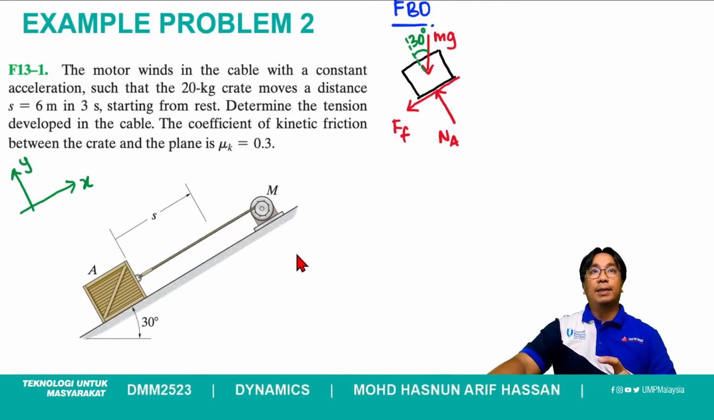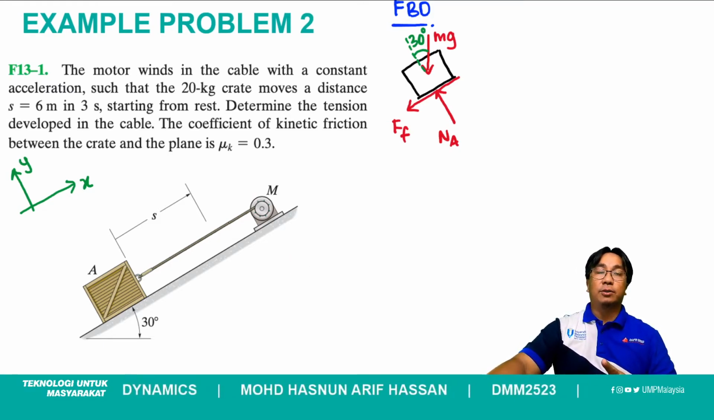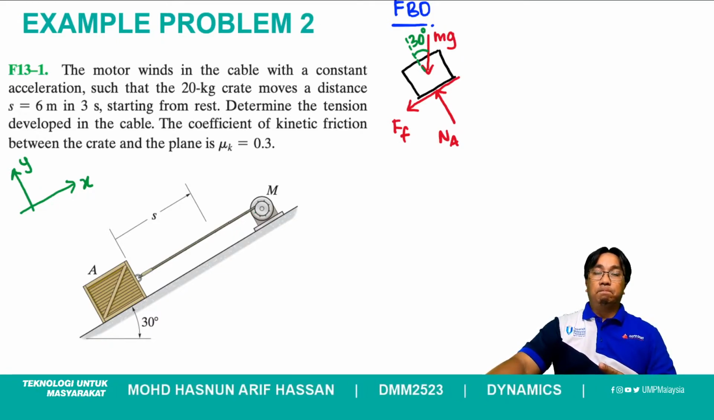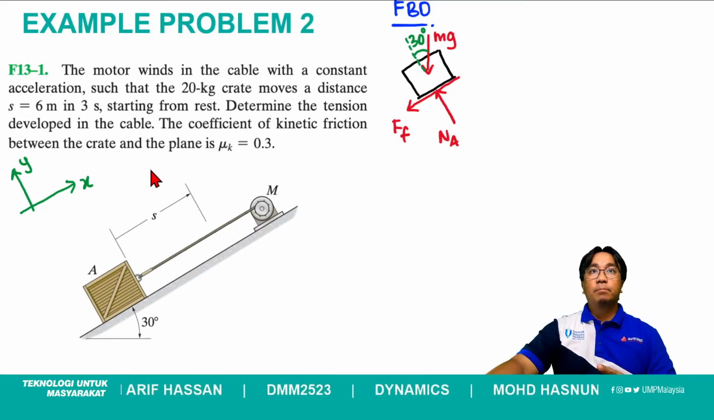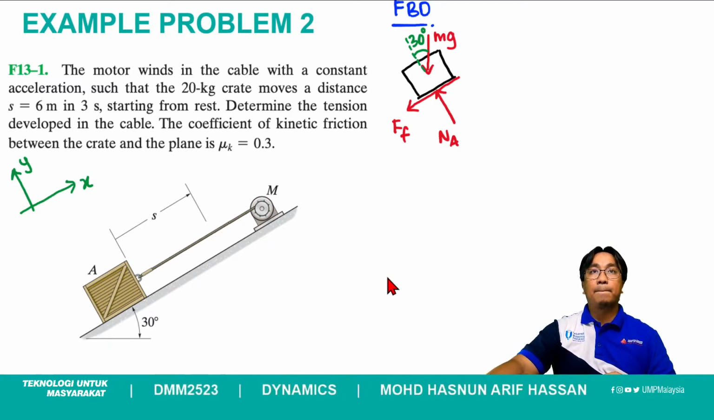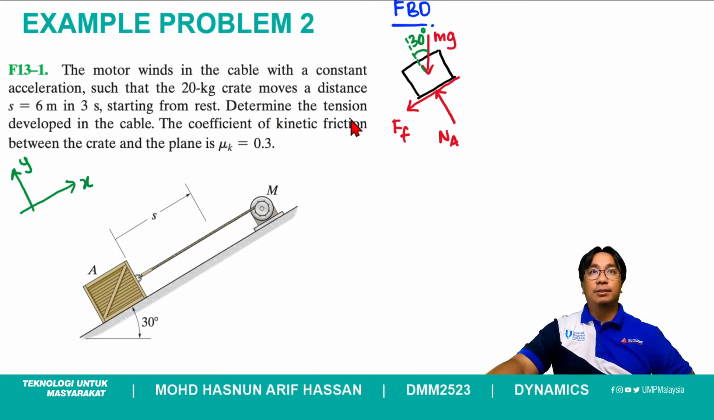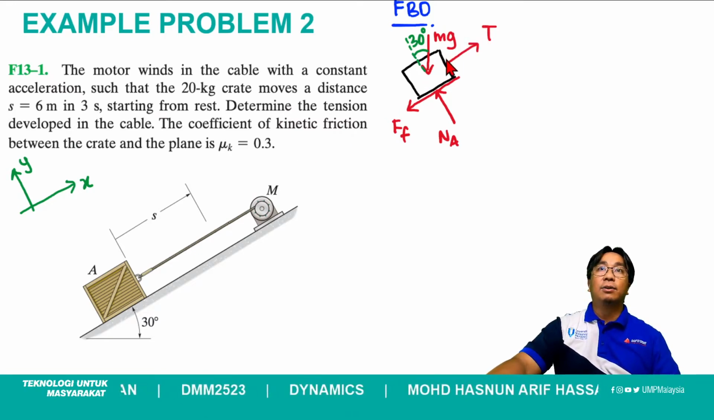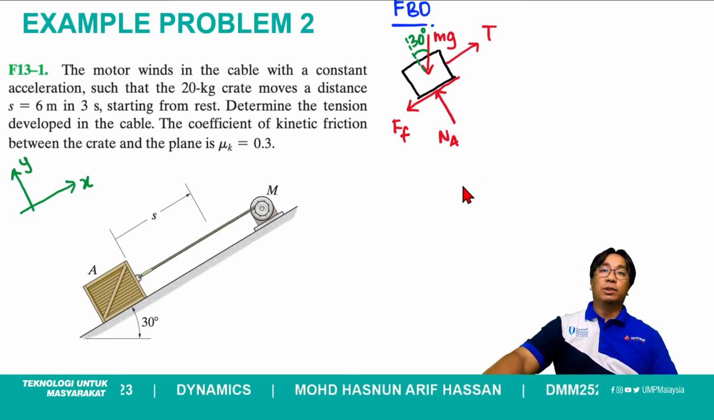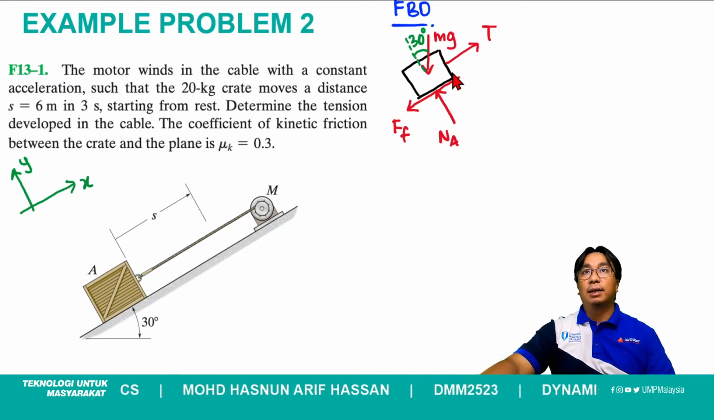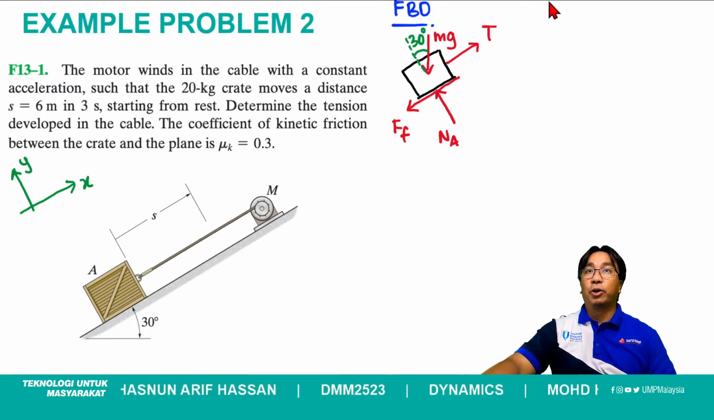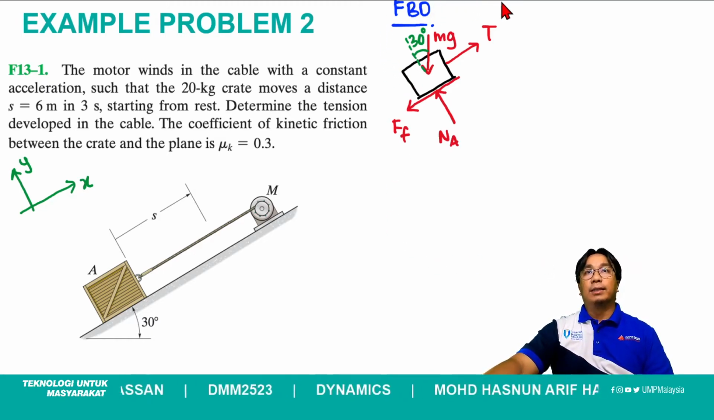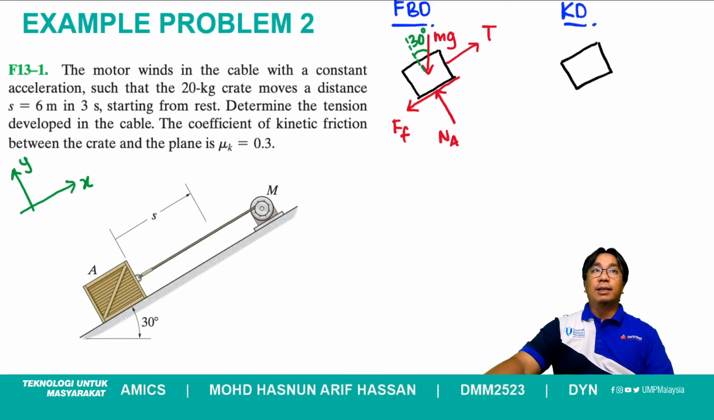Okay, apa lagi yang kita ada? Force acting on the box. Ada lagi tak force lain? Tension. Tension, correct. This is what we want to find. Determine the tension developed in the cable. So the tension will be pointing towards the direction of motion lah. Tension ni akan act pointing up. The tension T. Okay, that completes the free body diagram. Now we go to the kinetic diagram.